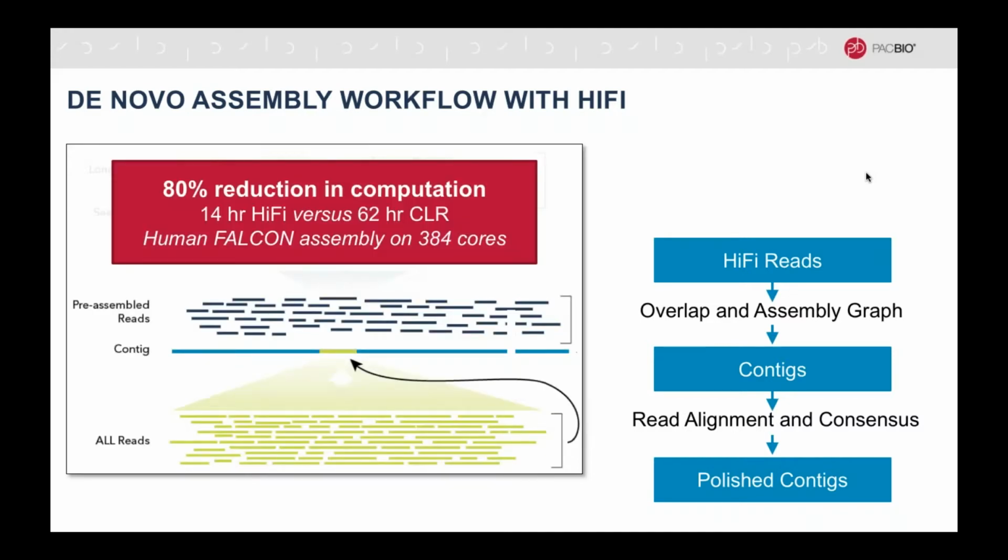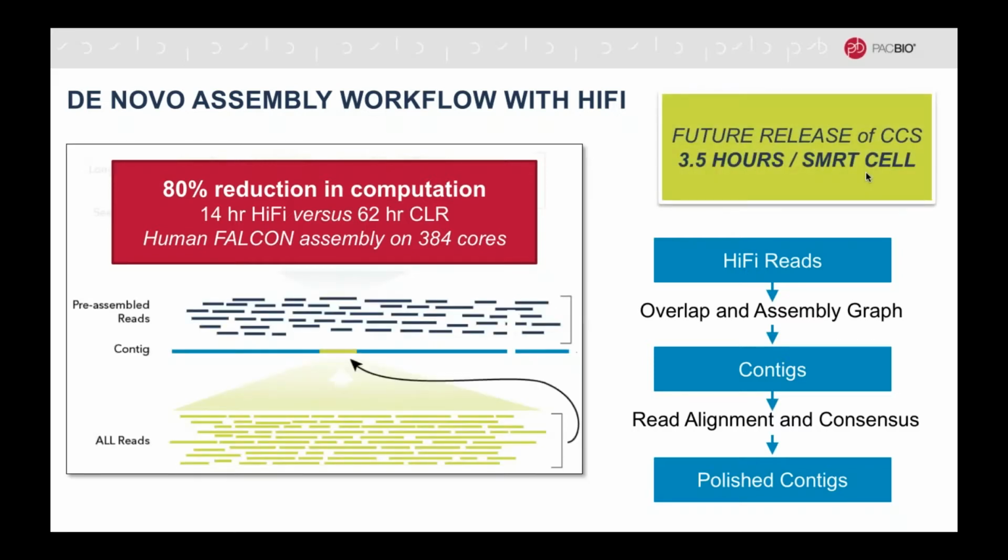By starting with HiFi data, we see dramatic reductions in the compute time needed for de novo assembly. For a human assembly using FALCON on 384 cores, the HiFi data requires 14 hours of compute versus 62 hours for a CLR data set, which is an 80% reduction in assembly compute time.